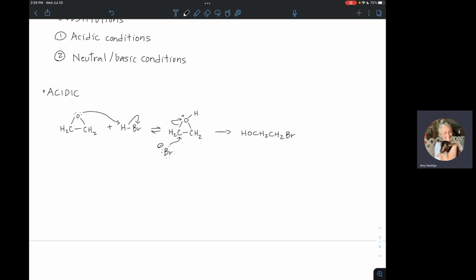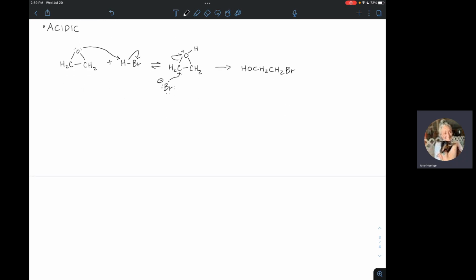This thing is going to happen at room temperature. We don't have to heat this up like a regular ether with a hydrogen halide. And because this epoxide was so reactive in the first place, protonating it only makes it more reactive. So you can actually crack these open with really poor nucleophiles.